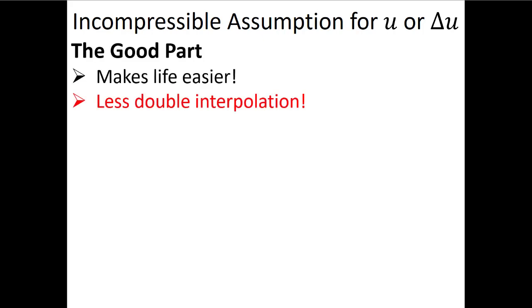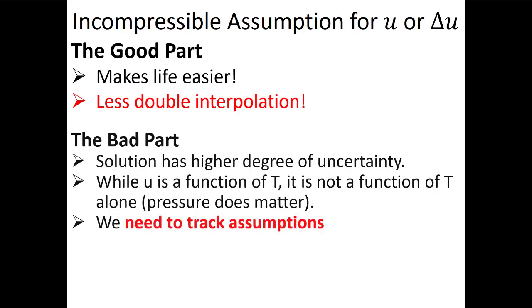If you're talking about the incompressible assumption, it's nice because it makes our lives easier. We don't have to do double interpolation anymore. The bad part of any assumption that you make is you walk a little bit further away from reality. That's true in this case too. It means your solution has a higher degree of uncertainty, but in this case, that uncertainty tends to be fairly low. So this is a reasonable assumption to make in many practical applications. But if you want to maximize your accuracy, then you would do something like double interpolation.